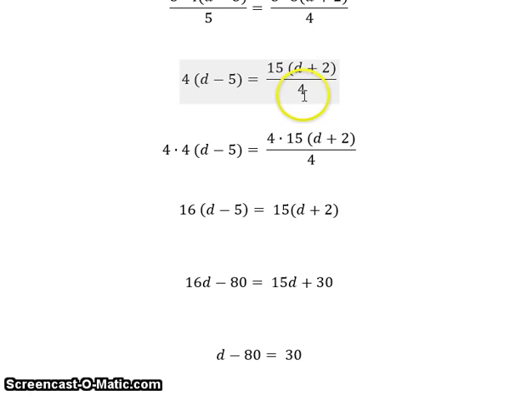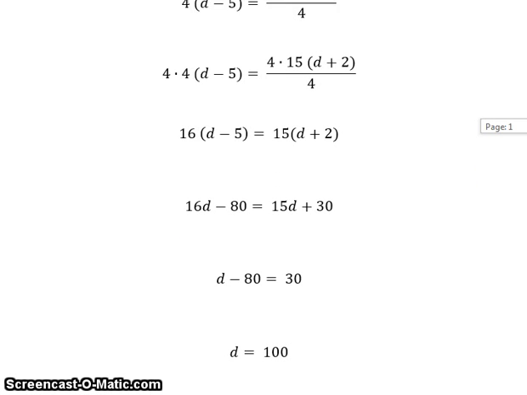Now I want to get rid of the 4. So I'm going to multiply by a 4 on top on both sides again. So multiply by 4, divide by 4, that cancels out. So we just have this. And on the other side, 4 times 4 gives me 16.